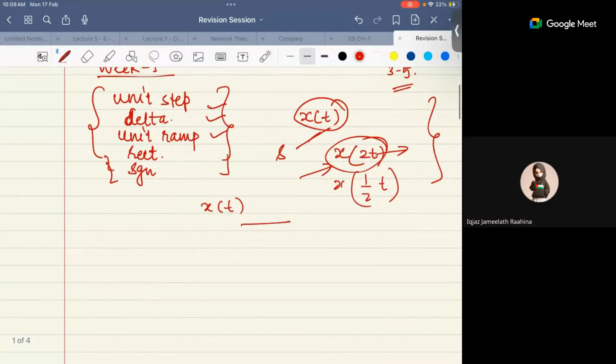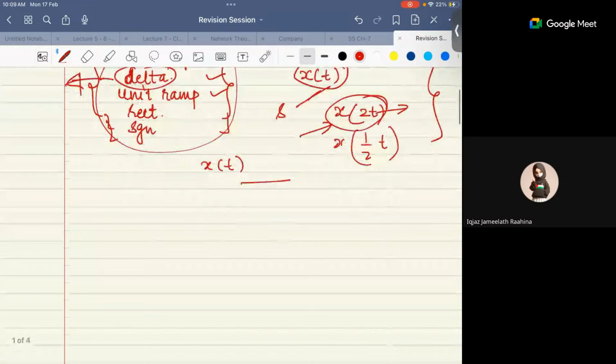So all these things you must be knowing, and all the operations on the signals. These basic signals you must be knowing, and the delta is very important, so you must be knowing all the properties of the delta. I'll discuss that today also, but I'm just giving you an idea. Delta you can't leave. Some questions will be directly from the properties of the delta function itself.